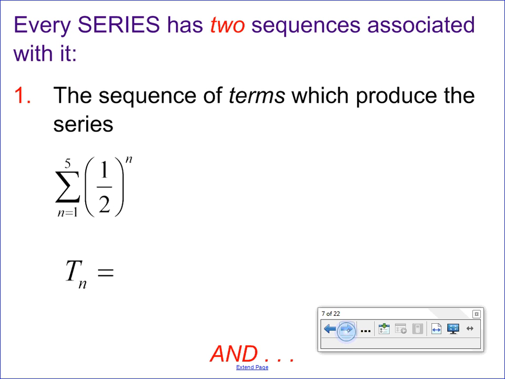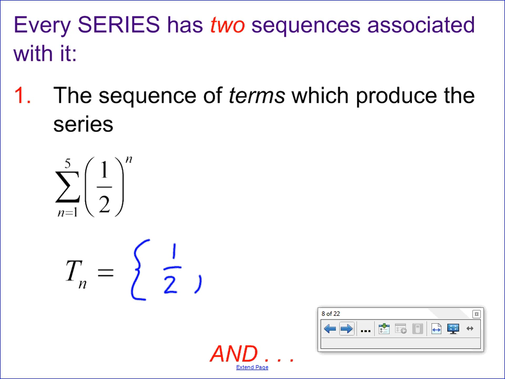All right. So every series has two sequences associated with it. The first is the sequence of terms which produce the series. Consider the first 5 terms of this series, 1 half to the n. T sub n would be the collection of terms given by term number 1. So let's see, n equals 1 would be 1 half.